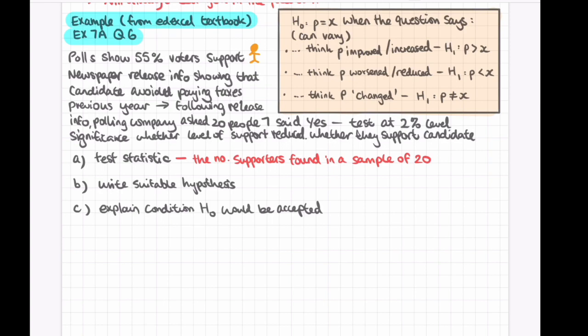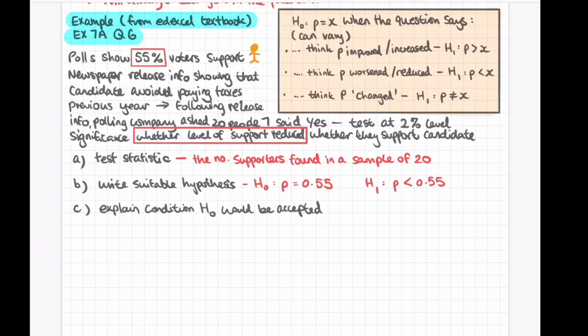And then the suitable hypothesis, so remember you have H0 and you have H1. Now, H0 is 55%, sorry. They already told you clearly that 55% support this yellow guy, so it is easy. So basically the probability p equals 0.55. You always write it as a decimal. And H1, well, that is also easy because they ask whether the level of support reduced. So it clearly says reduced, so it would be p is less than 0.55.